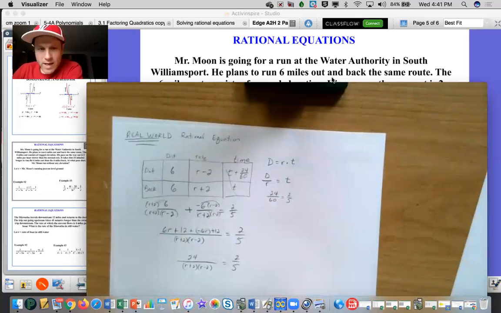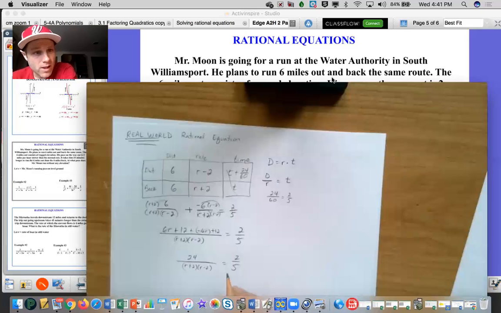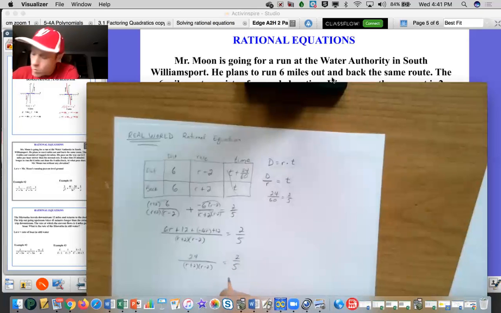All right, so now what we can do is cross multiply. Since we have one fraction on the left and one fraction on the right, we can cross multiply. So 5 times 24, well, 5 20s are 100, and then another 20 would make this 120, right? 120.